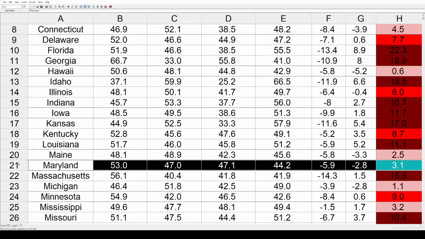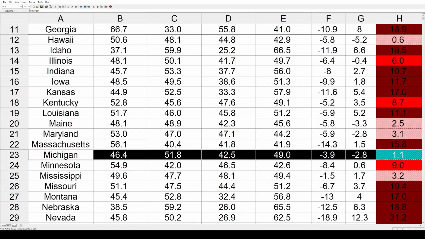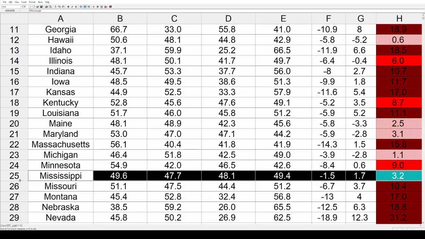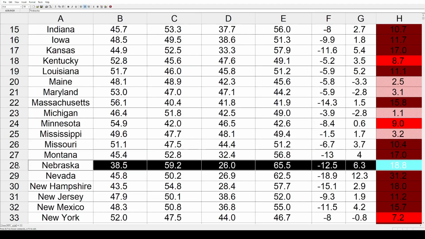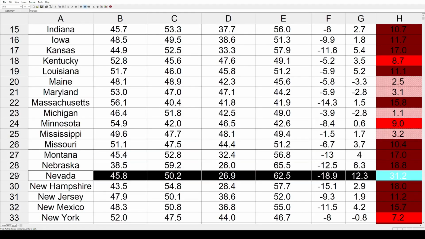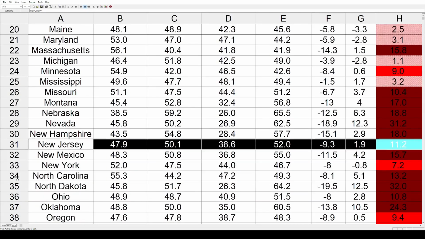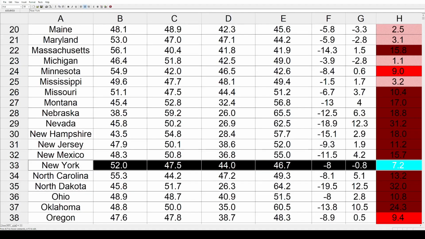Maryland 3.1%. Massachusetts 15.8%. Michigan, small shift there, 1.1% toward the Republicans. Minnesota had a 9% shift toward the right. Mississippi a lesser 3.2%. And here's more double-digit shifts away from the Democrats. Missouri 10.4%. Montana 17%. Nebraska 18.8%. Nevada a massive 31.2%. New Hampshire 18%. New Jersey 11.2%. New Mexico 15.7%. New York did not hit double digits. They went 7.2% toward the GOP.